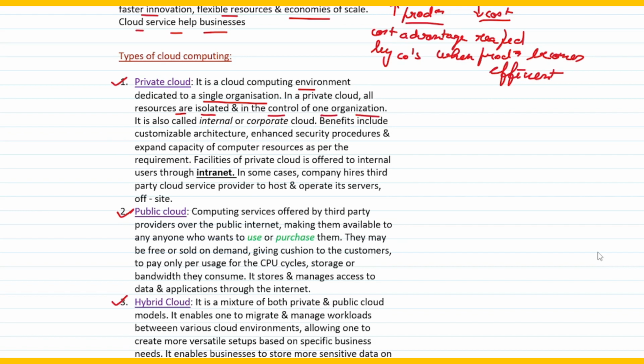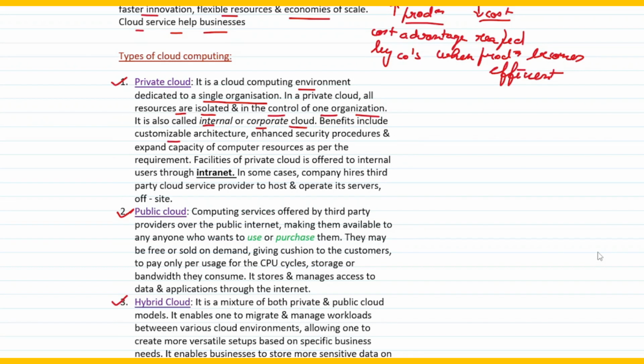So private cloud thus means that all the information and the data that you have will be stored and retained by the company itself. So basically all the resources are very isolated. Isolated means it is kept separately and only the organization can have control over it. It is also called internal or corporate cloud. Yes or no? Because it is within the organization, it is internal in nature. Hence it is called internal or corporate cloud.